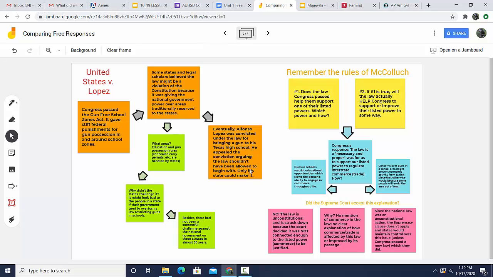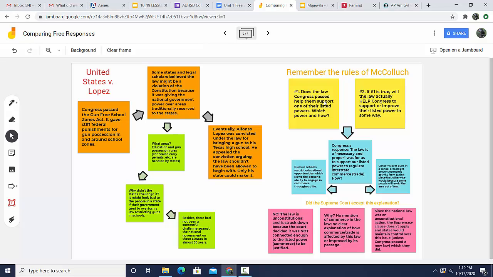And so he appealed the conviction, and he argued, hey, that law shouldn't have been allowed to begin with. Only the state should have been allowed to make it because the national government had overstepped its bounds. And so I should have never been convicted, and you have to set me free. And so, of course, what happens then with Lopez?